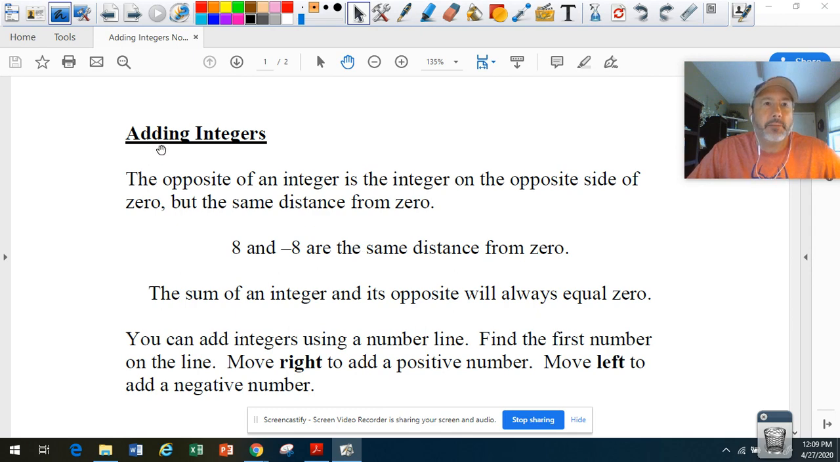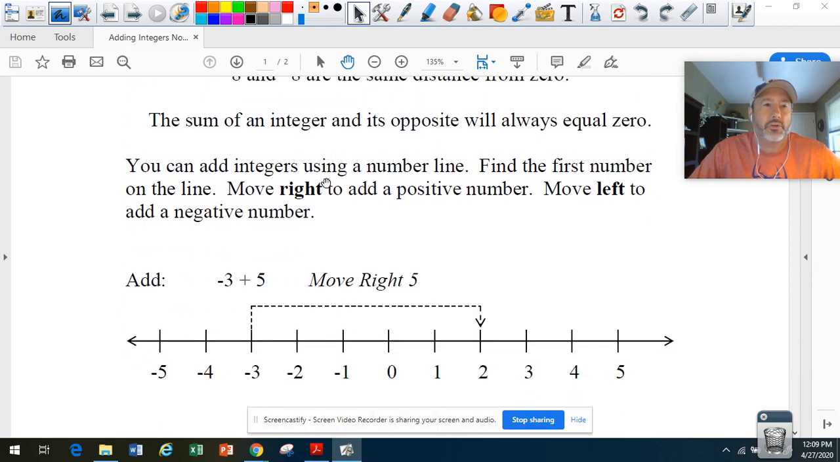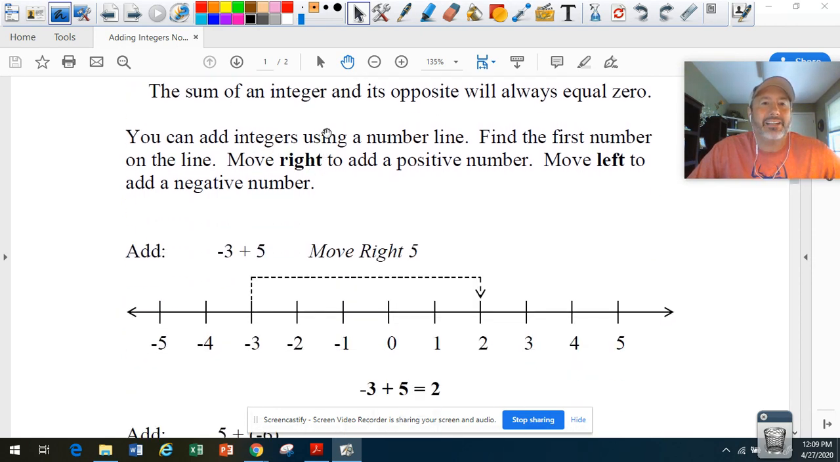Okay, so we're going to have to deal with some key rules here. Rules are going to be very important with this. You have to follow these rules. You have to understand these rules. They may make your life a little bit easier. It says you can add integers using a number line. Yes, this is how we can start out with it, but we need to move beyond the number line soon, so we're not having to have a number line always out to refer to it.